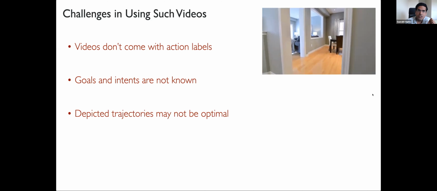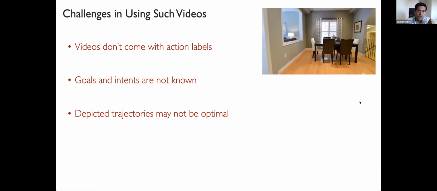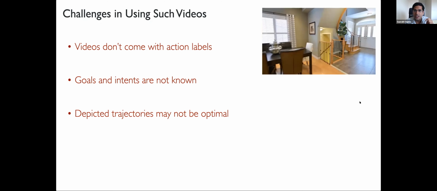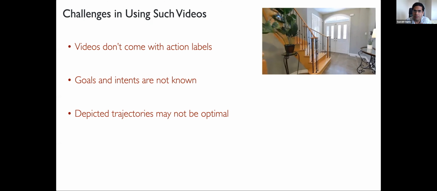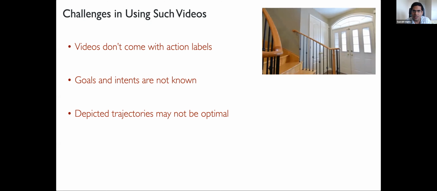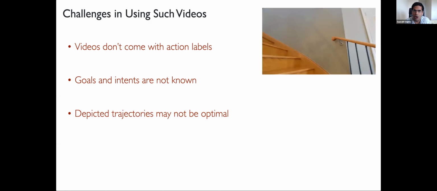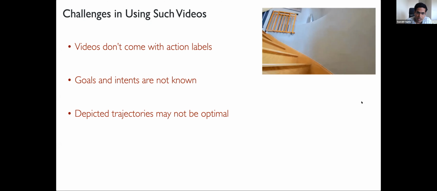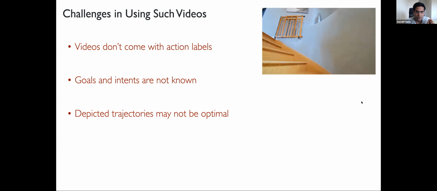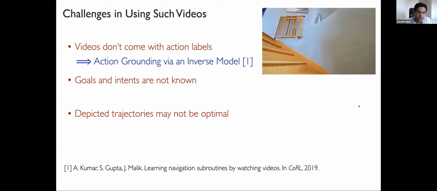A third aspect which is difficult in these videos is that depicted trajectories may not be optimal, right? I don't know what this person is interested in doing. I mean, this person took a detour and showed me this bathroom, but that's not optimal if I wanted to find a staircase and go up the stairs and so forth. Okay? So there are challenges in using these kinds of videos. And what we have done is we have worked out how we can circumvent these challenges and still extract some learning signal from this, right?